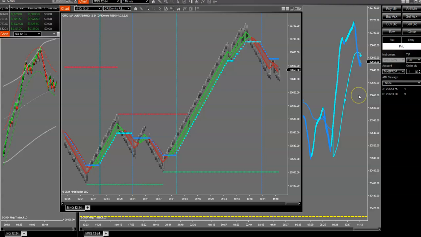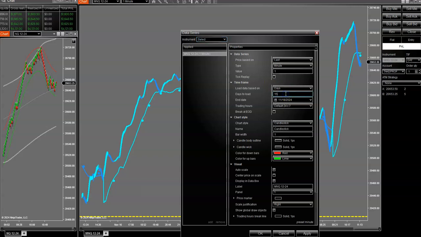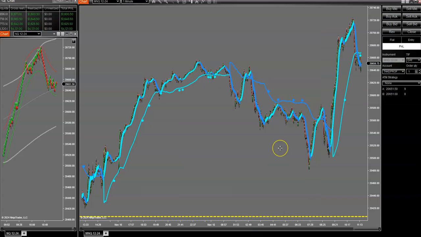Here's a good thing, just showing you some of the bugginess in NinjaTrader. Check this out. My candlesticks disappeared. This happens about once every other day or so. What I do when I see that happen is go into data series and change this to like 16 days to load instead of 10. I hit apply, and then they pop right back, and then I just move it right back. Just little idiosyncrasies sometimes with NinjaTrader 8.